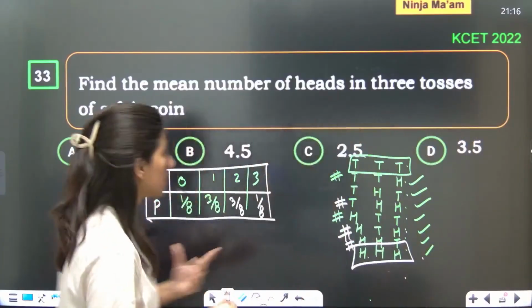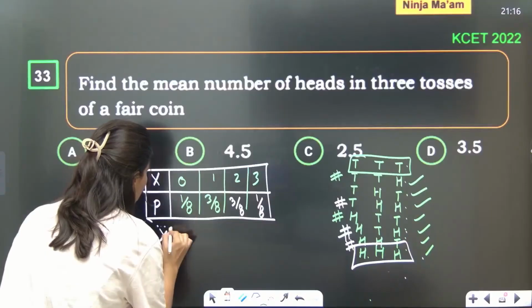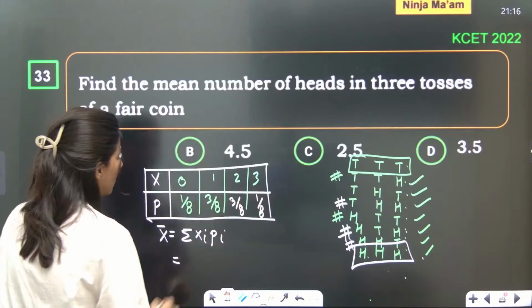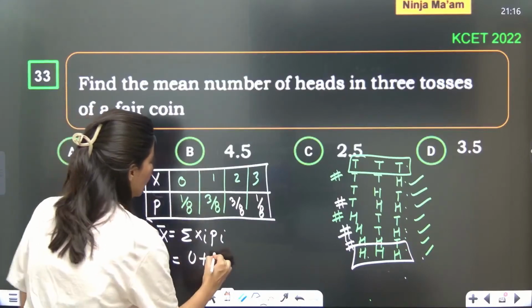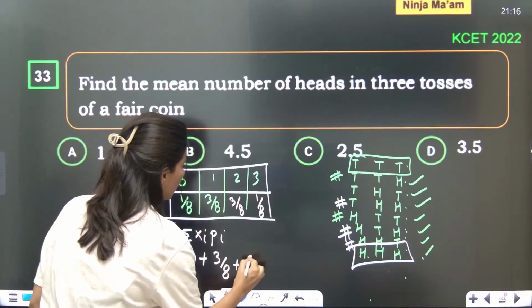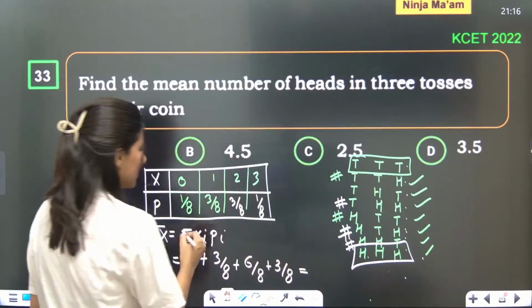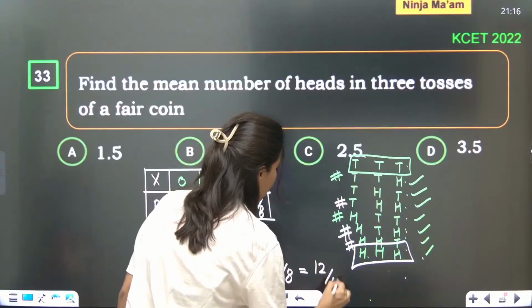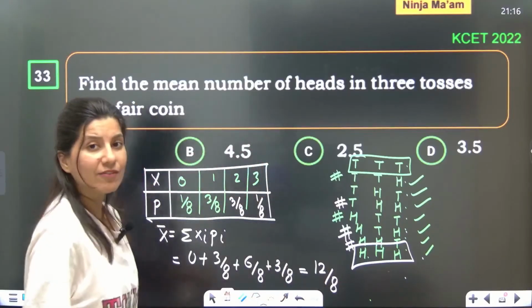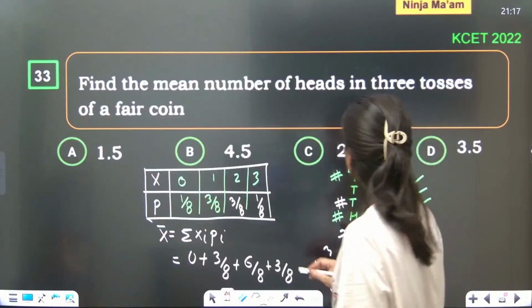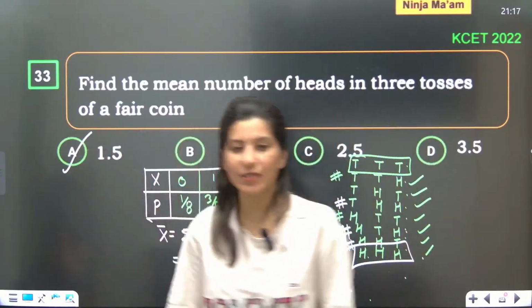Now the mean. What is the formula of mean? Mean is nothing but sigma x_i p_i. That is 0 into 1 by 8 plus 1 into 3 by 8 plus 2 into 3 by 8 plus 3 into 1 by 8. So this is 6 plus 3, 9, 9 plus 3, so 12 by 8 is the mean. 4 3s are 12, 4 2s are 8, so 3 by 2, 1.5. Option A is absolutely right, everybody.